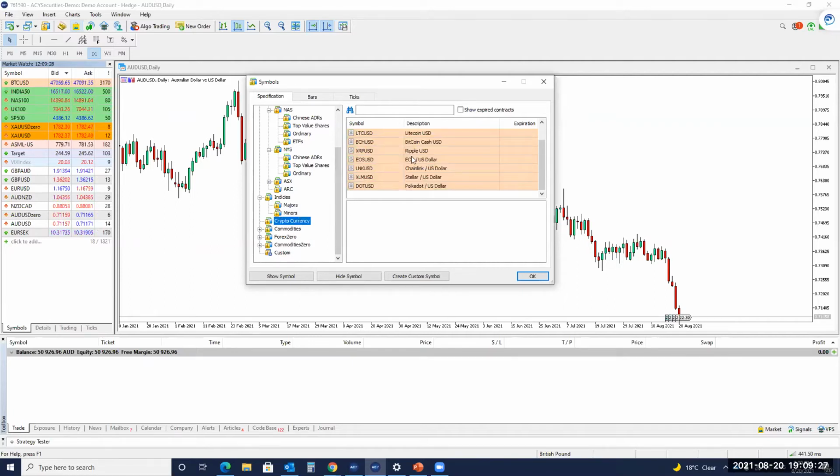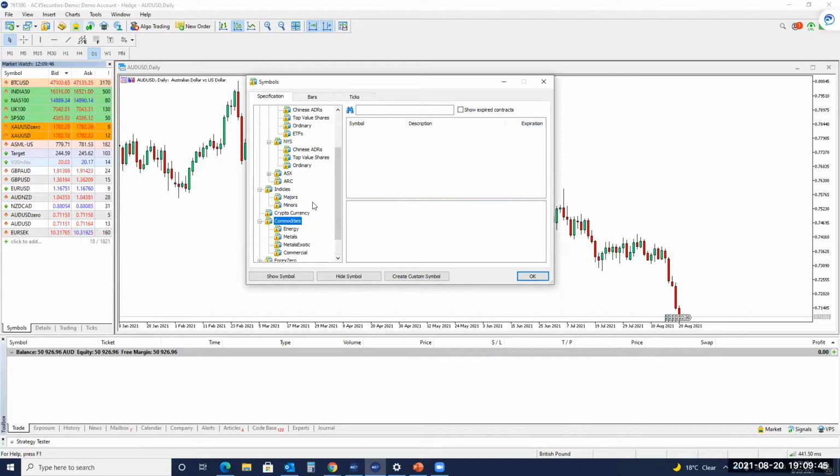So within the crypto list, we've just recently added new cryptos to the platform, and hopefully we continue to add them given their popularity within trading. So in here, you'll be able to find things like Bitcoin, Ethereum, XRP, Chainlink, and so on. Moving on from the cryptocurrencies, we have our commodities list.